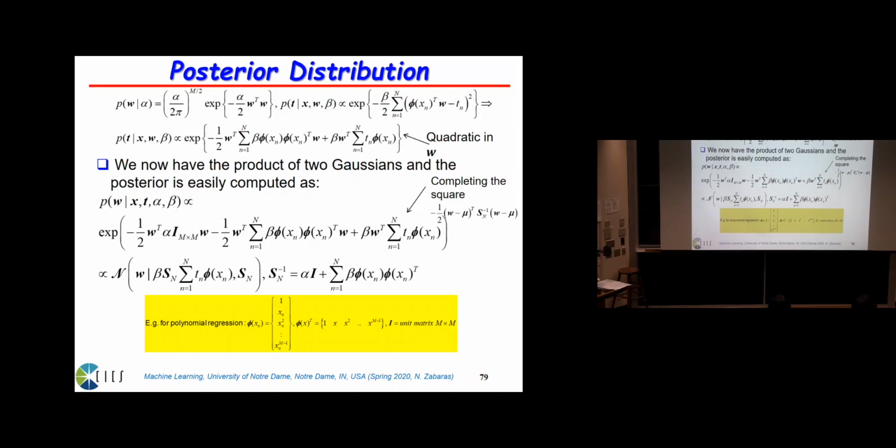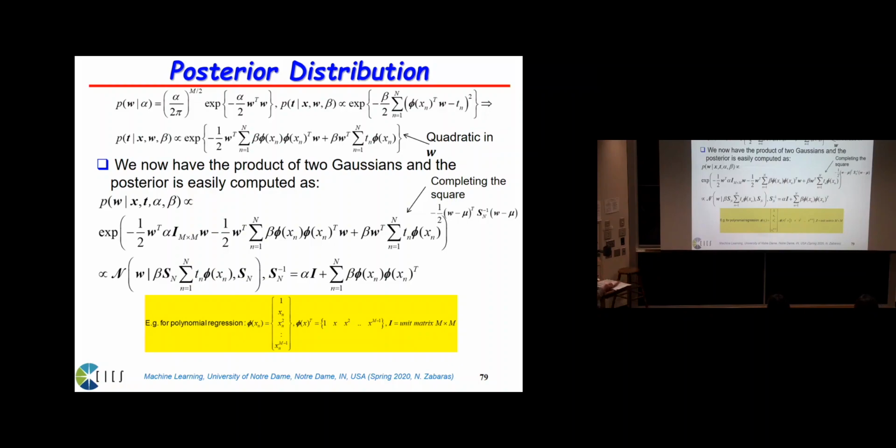What is the form of a Gaussian in general? Can somebody spell it for me? Of a multivariate Gaussian, in the exponential, what do you have? You have some quadratic term in W, so you have W minus the mean, transpose, times the inverse covariance, times W minus the mean.